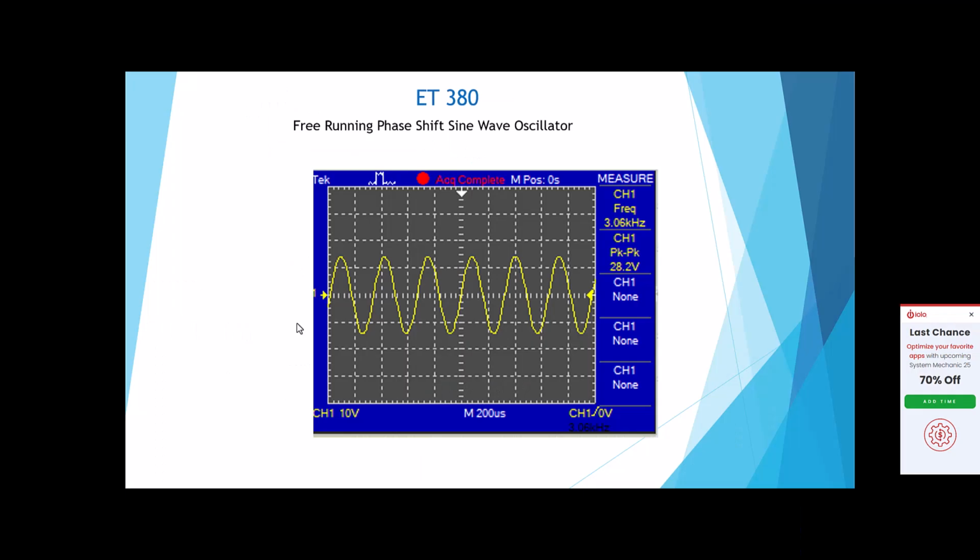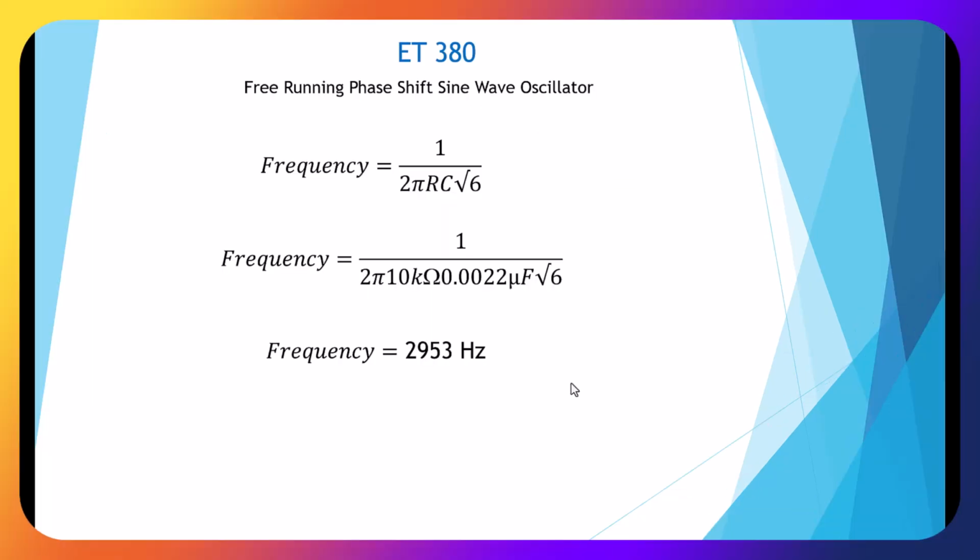Here's a close-up of our sine wave, and we come up with 3 kilohertz and 28 volts peak to peak. Here's our formula, and I've inserted our 10K and our capacitor size, and I come up with 2,953 hertz, which is very, very close to our 3K that we came up with in our design, so that's good.